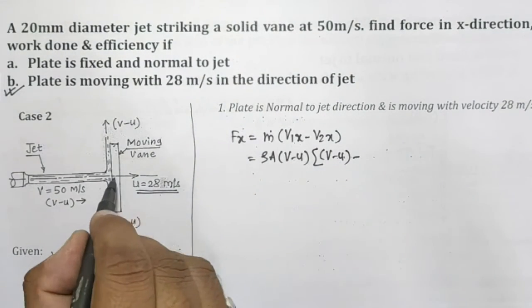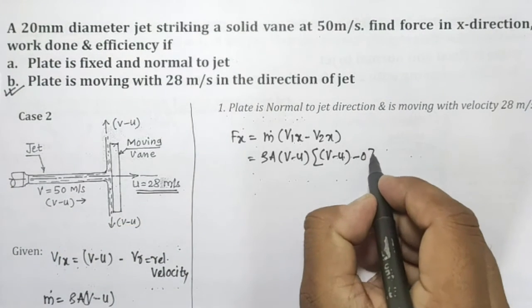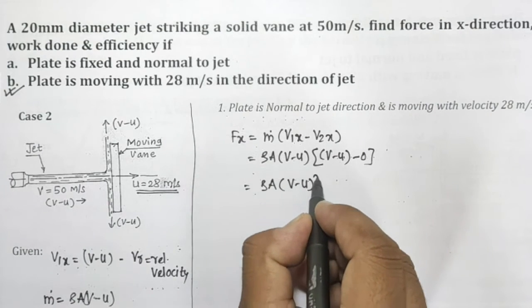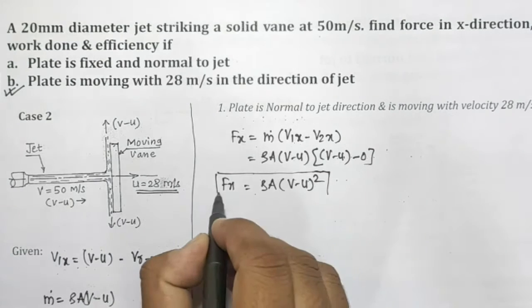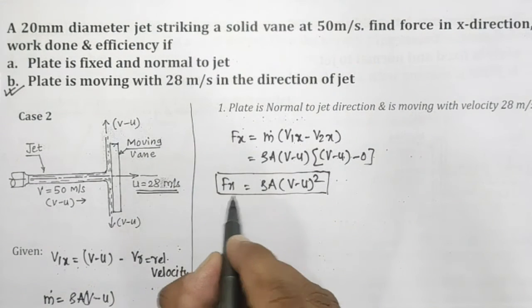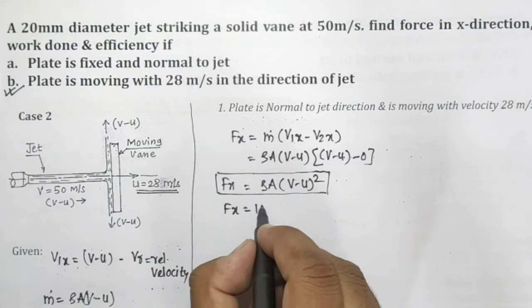In the x direction, the velocity of the jet after striking the plate is 0. So the equation will become rho a (v minus u) squared. This is what we call Fx. Already we have derived that, but for the sake of recapitulation of concepts, we have taken it again. Now Fx is equal to this value, so we will put all these values in this equation.